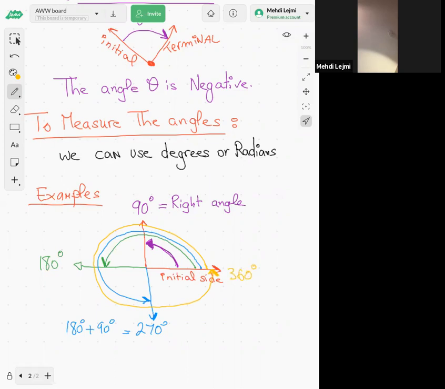All right, and all of them are positive, right? Because it's a counterclockwise rotation, right? Anyway, so this is just examples. Also, there's this trivial example.